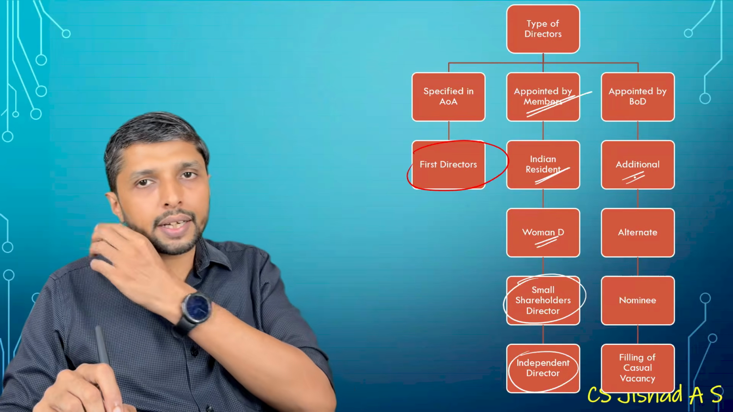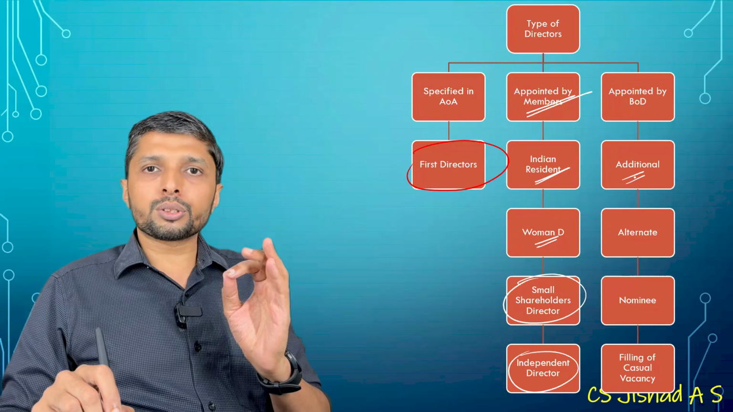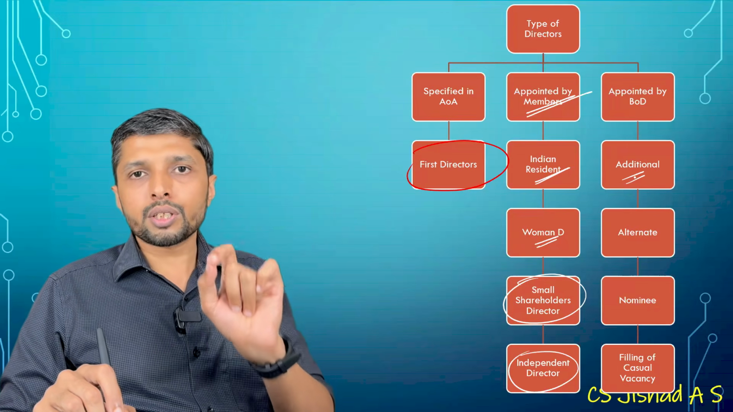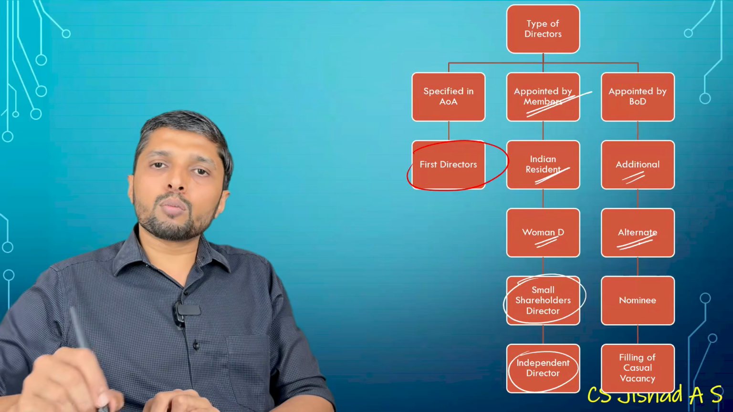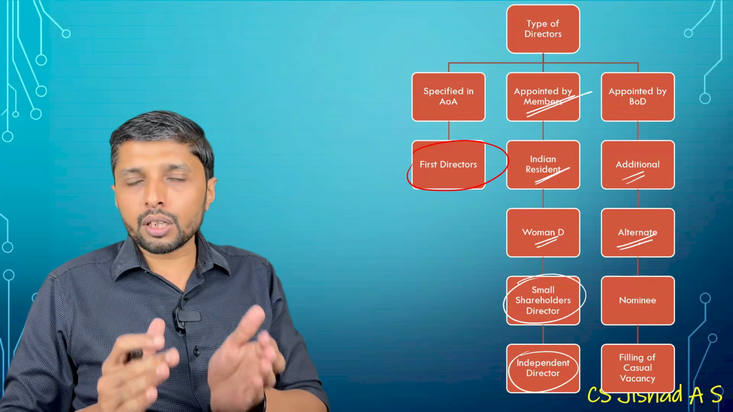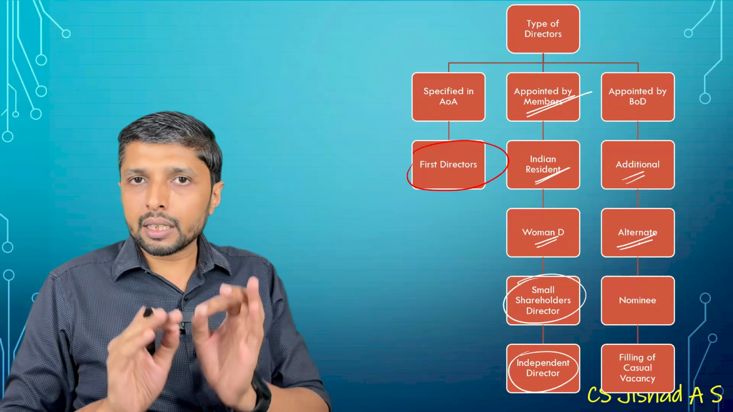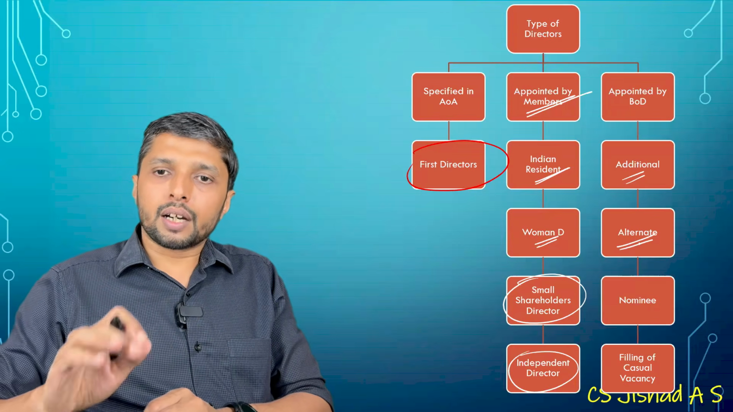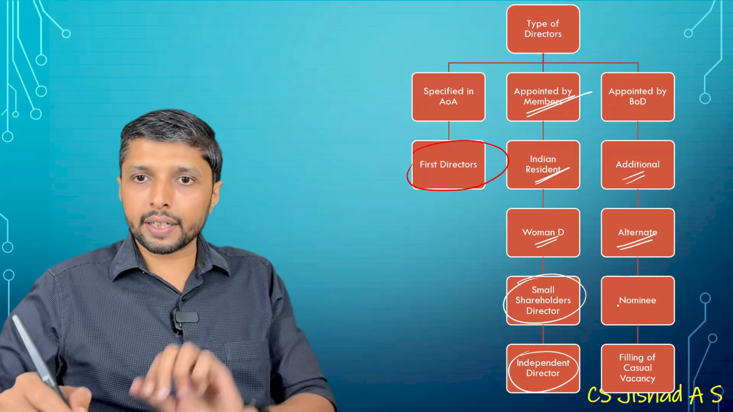Additional directors are the directors appointed by the board if authorized by the articles of association. Their tenure will be till the next AGM or the last date on which the AGM was to be conducted, whichever is earlier. Then if a director leaves India for 3 months or above, and is not able to attend any board meeting, the board of directors will appoint an alternate director. It is not alternative director. Please note, it is alternate director.